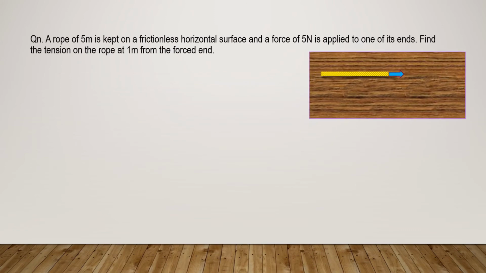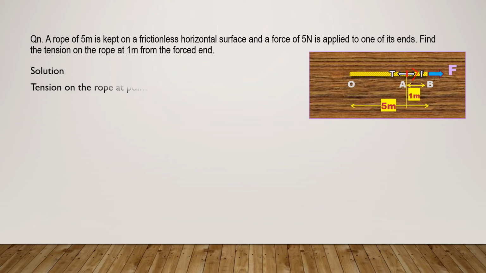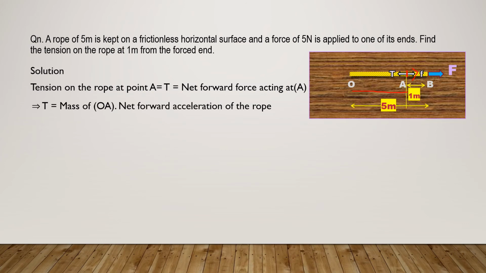Here we may note that the tension at each point of the rope is not the same, but it depends on the forward drag which is acting at that point. So at point A, the tension will be equal to the forward force acting at the point A. So what will be the value of the forward force? That is equal to the mass of the portion from O to A multiplied with the net forward acceleration.